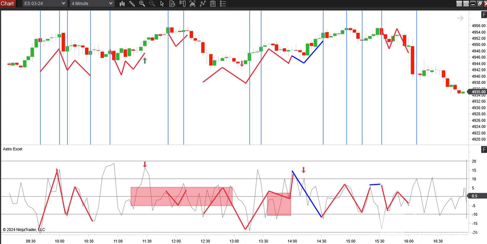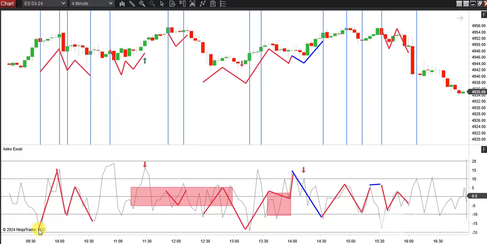This is a look at the Astro Excel gray line. This would be the same thing that you could see if you dial in on the 2-hour section of the Excel sheet. This is the Ninja indicator plotting the same thing, and I have it plotted on a 4-minute frame. So right after the open, we hit this low.